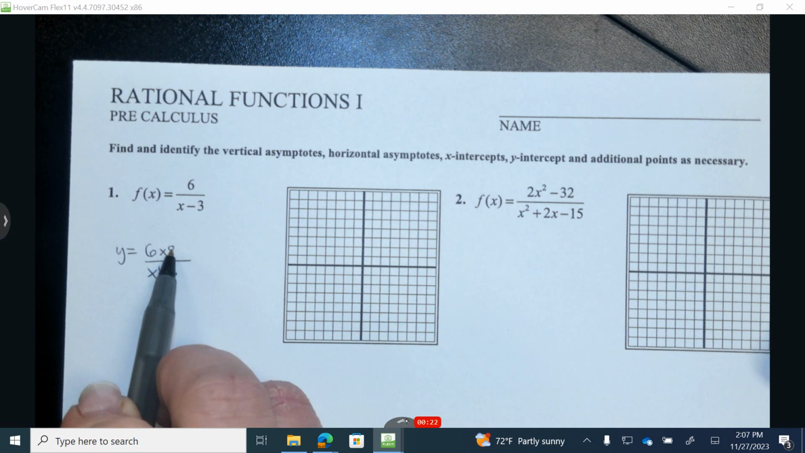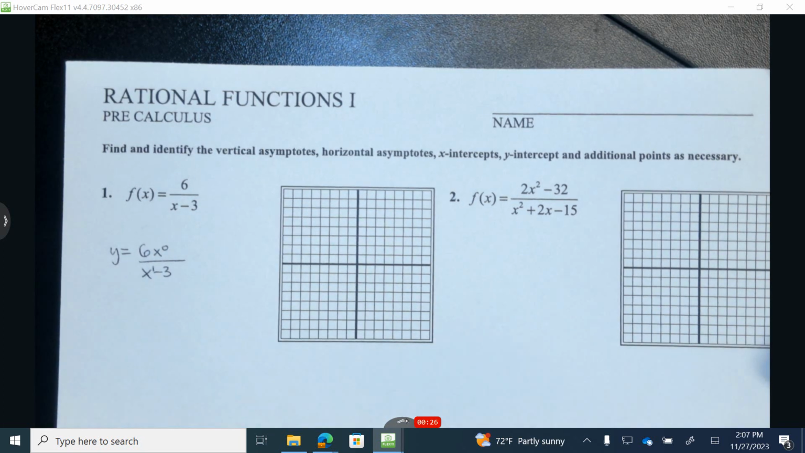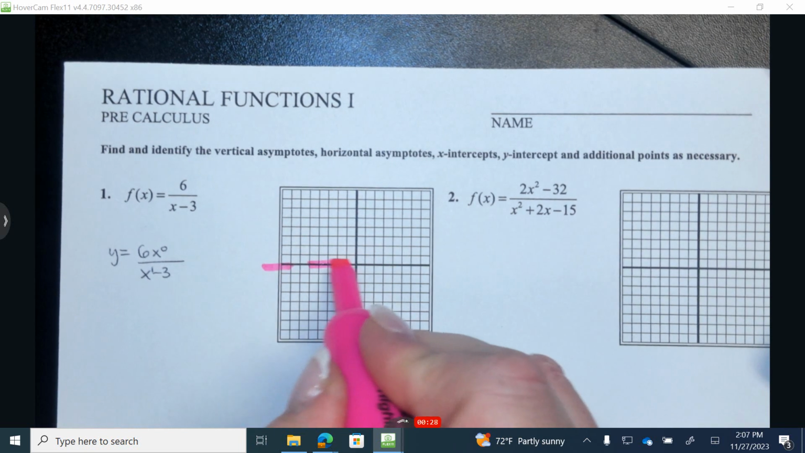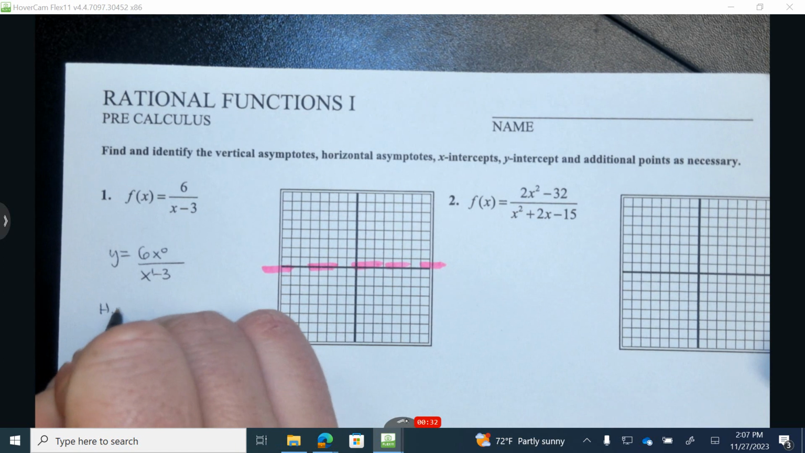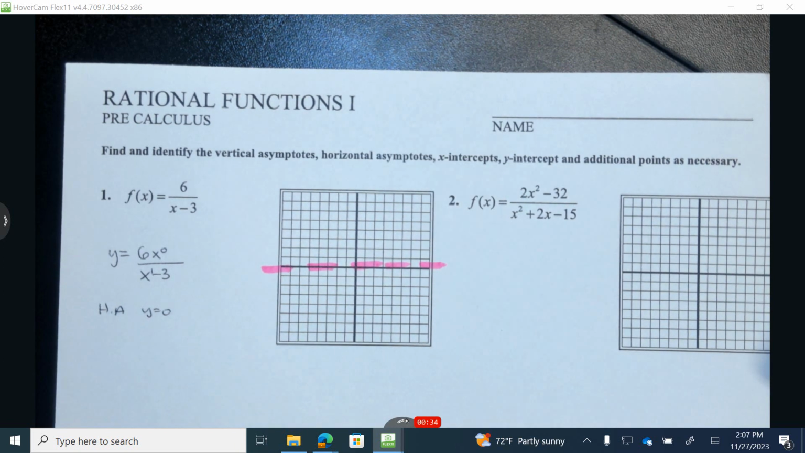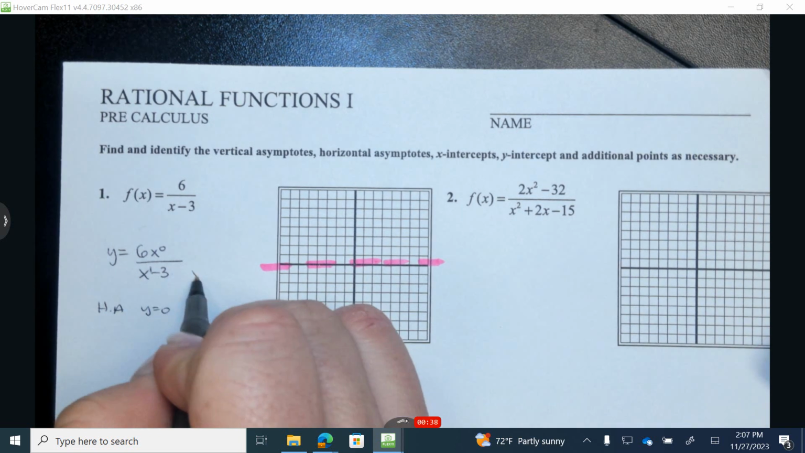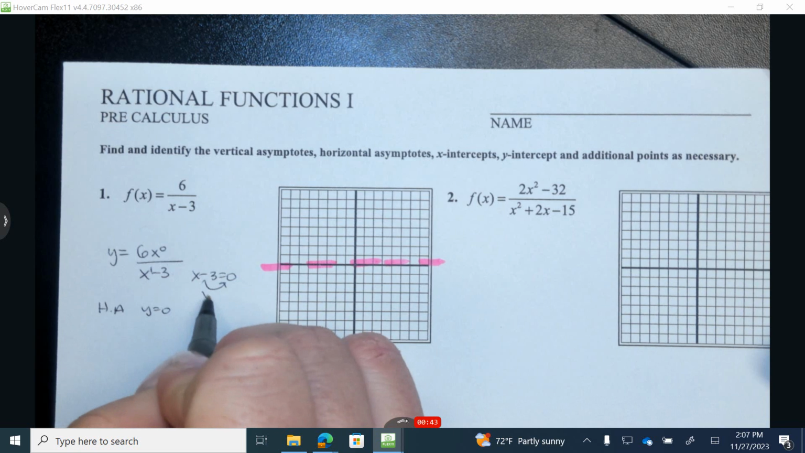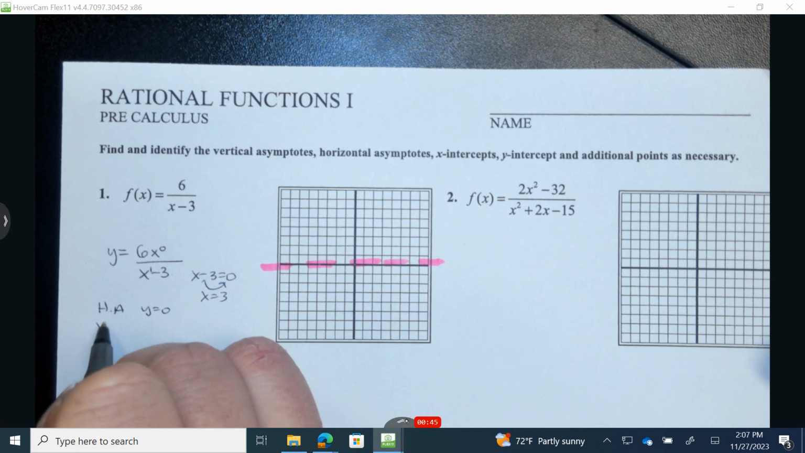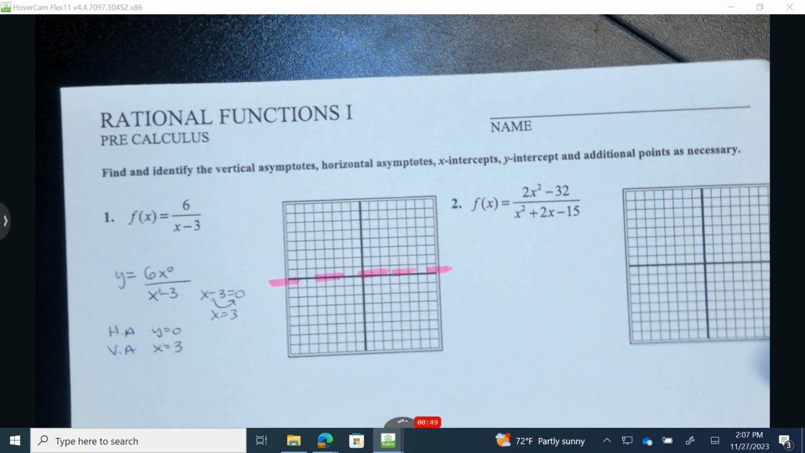When the degree in the numerator is smaller than the degree in the denominator, we automatically have a horizontal asymptote at y equals zero. So my horizontal asymptote is y equals zero. Now we're able to determine a vertical asymptote by taking the denominator, setting it equal to zero, and solving. I add 3 to the opposite side, and I get x equals 3. So my vertical asymptote occurs at x equals 3.